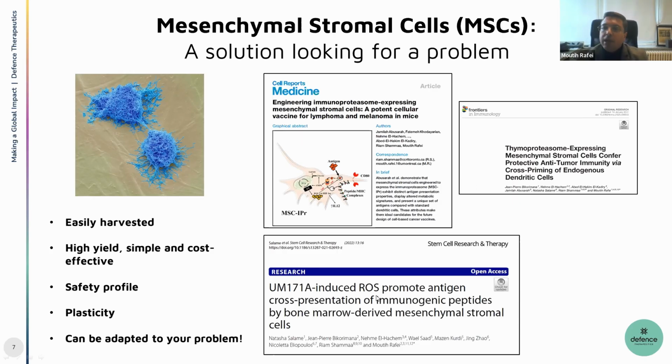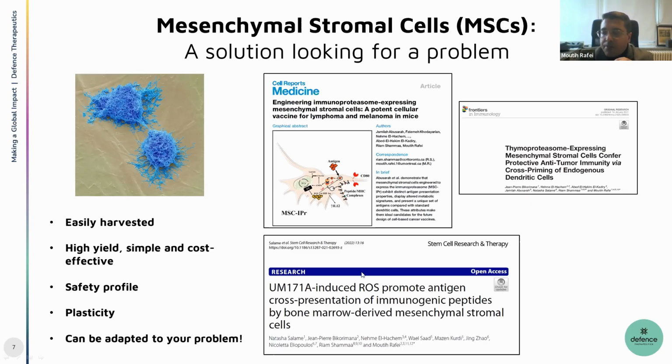We've also shown that we can pharmacologically manipulate or reprogram these cells. So there is no genetic engineering, there is no insertion of genetic material. It's just a pharmacological agent you can add on these MSCs, and then you can reprogram them to become antigen-presenting cells.